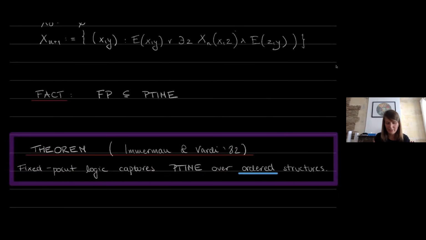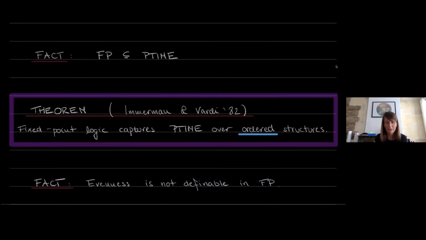Okay, so Immerman and Vardi showed that if our structure is ordered, then fixed point logic captures everything that we can do in P-time, we can also define in fixed point logic. But on the other hand, there are very simple P-time properties which in general are not definable in fixed point logic. So for example, we are not going to show it, but it's not very difficult to show that the fact that the domain of a structure has an even number of elements cannot be defined in general in fixed point logic. It can if we have order, but it cannot in general.